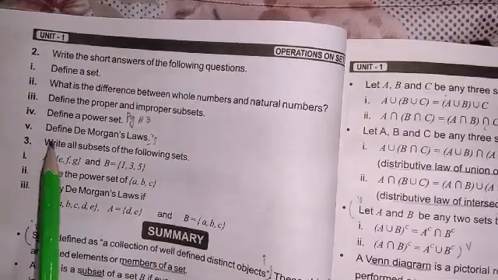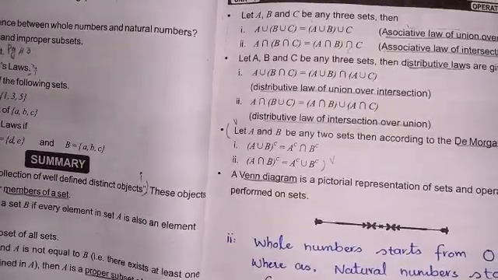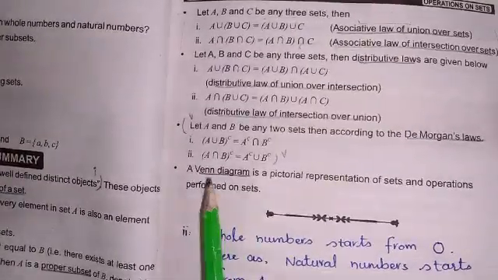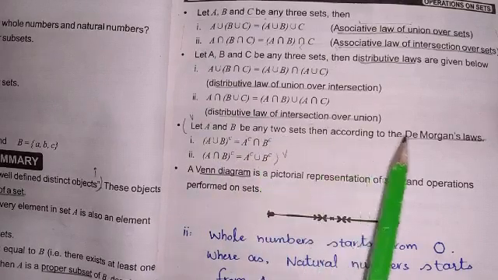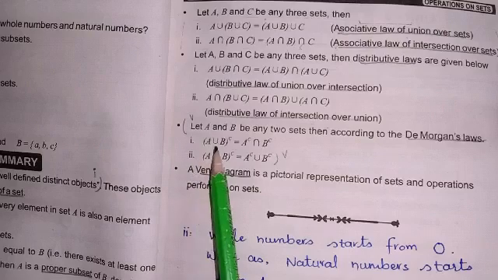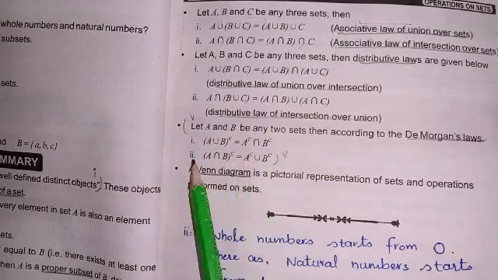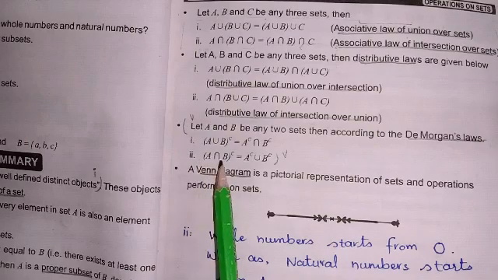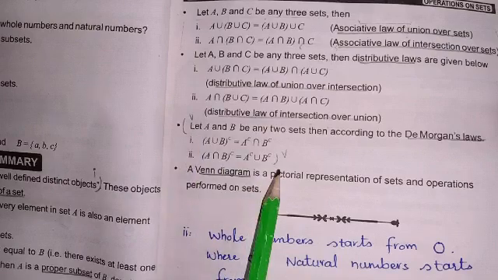Our fifth question is define De Morgan's law. Its answer is here in the summary, second last point of the summary. Let A and B be any two sets, then according to De Morgan's laws, first law is (A union B) whole complement is equal to A complement intersection B complement, and our second De Morgan's law is (A intersection B) whole complement is equal to A complement union B complement. This is the answer of fifth part.